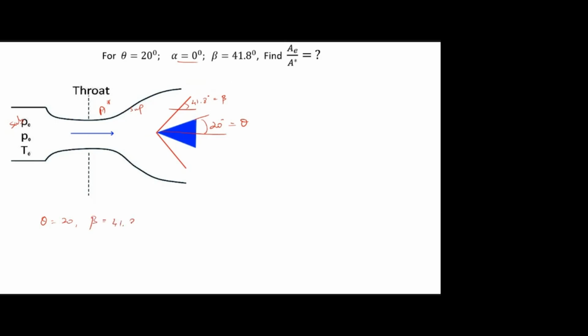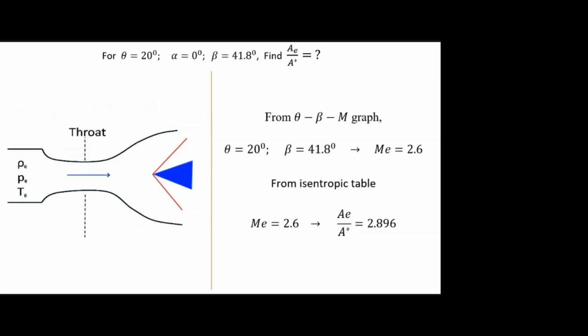Using the theta-beta-M graph. If you know theta and beta, you can find the free stream Mach number. Here it is ME. Using the theta-beta value, using the theta-beta-M graph, you can find the ME. Then you can go to the isentropic table. You can find AE by A star. That's it. Very good. So using the theta-beta-M graph or corresponding theta-beta, I am finding ME. Then go to the isentropic table. We can find the corresponding AE by A star value.